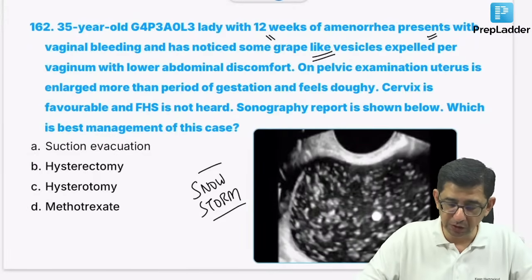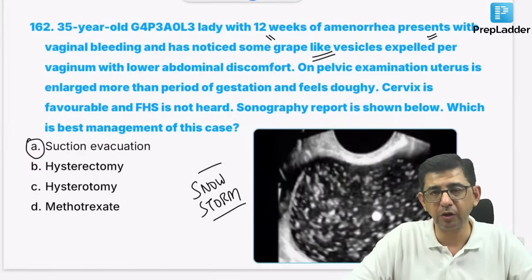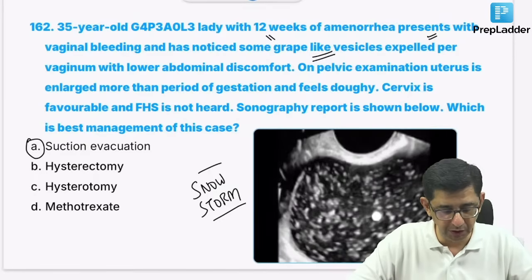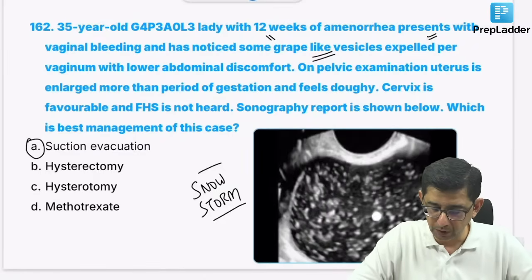Methotrexate would be the answer in those circumstances where there is going to be a gestational trophoblastic neoplasia. When we talk about a GTN, then it is methotrexate, but at this moment it is a suction evacuation that would be done in this patient. Okay.